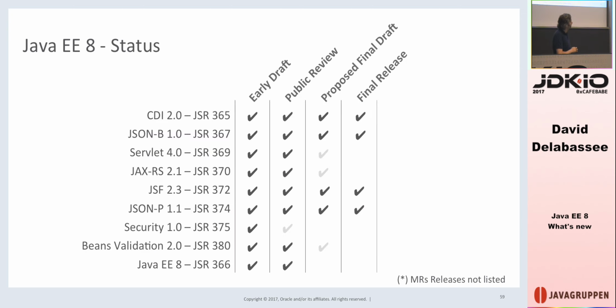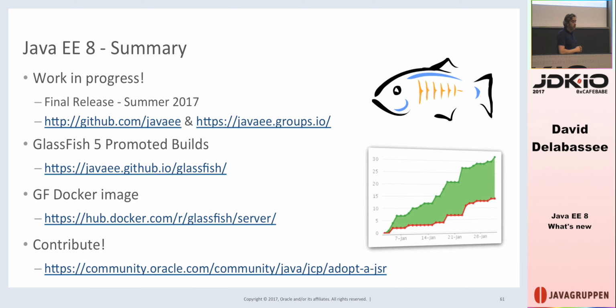So if we look at where we are, all the specs but security have gone through the public review. That means we are in very good shape. The security spec is right now in public review, and they have to go through a ballot, I think at the end of the month. Then the next step is the proposed final draft. Bean Validation is moving towards that, JAX-RS is also moving towards that, and so on. Once that is done, we will be able to finalize the Java EE umbrella specification itself.